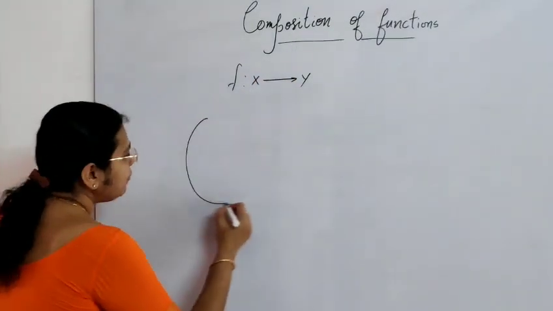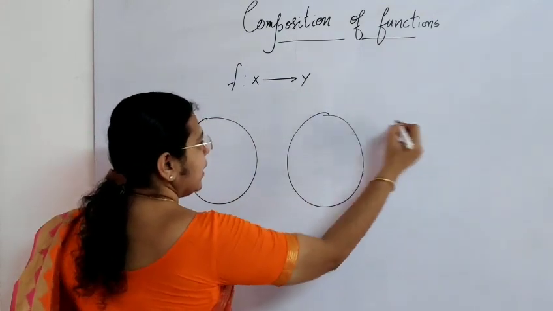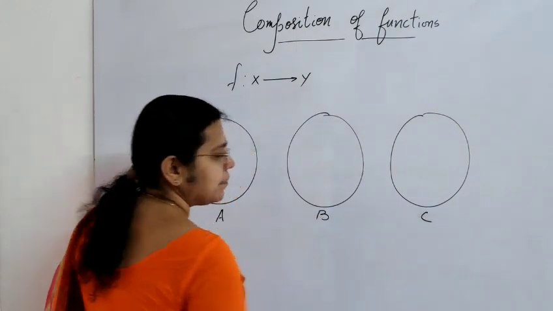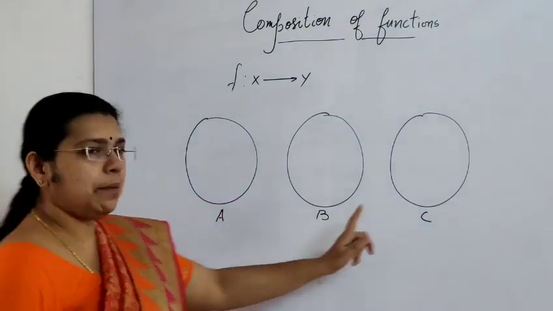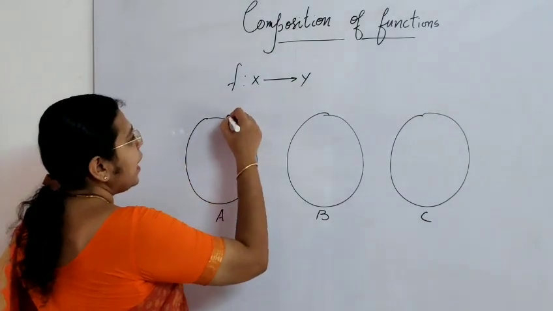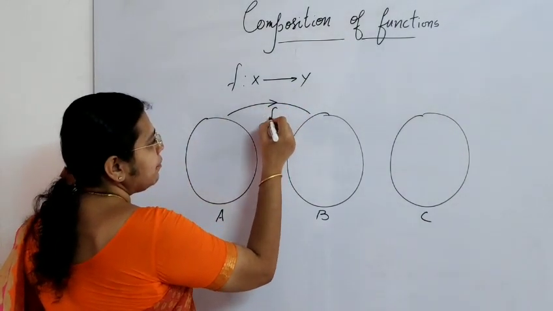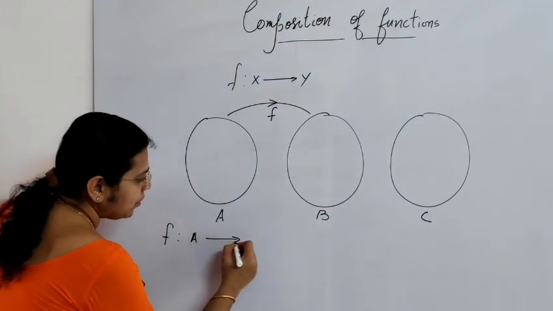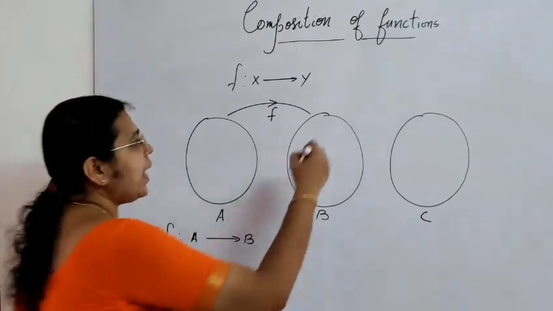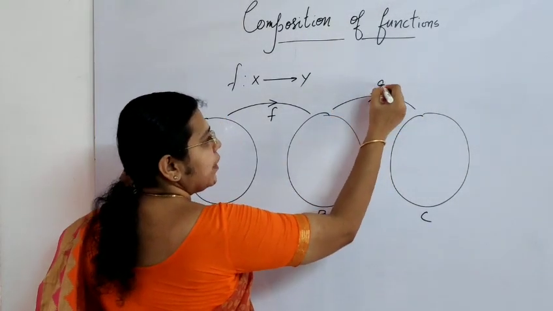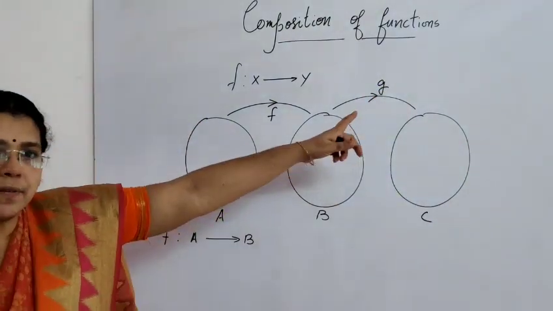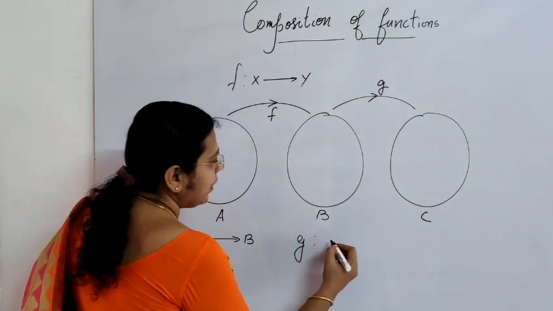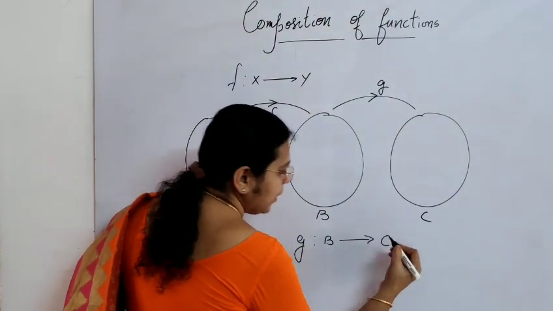Now, here I define three sets, namely A, B and C. Let f be a function that is defined from A to B. So, I repeat, f is a function from A to B, right? And there is another function which is defined from B to C, that is given by the function g. So, I have yet another function g being a function from B to C, right?